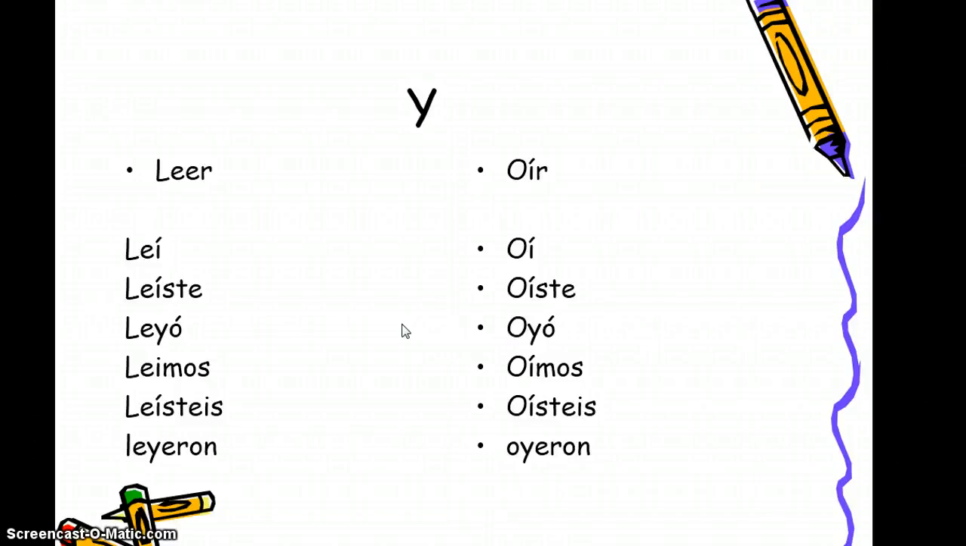And the verb leer, of course, means to read. Also in the Y group, we have oír. So with oír, we get oí. It's very similar to what happened with leer. Notice the accents in every form but the third person plural form. Oí, oíste, oyó. There's our Y again in both third person forms. Oímos, oísteis, oyeron.